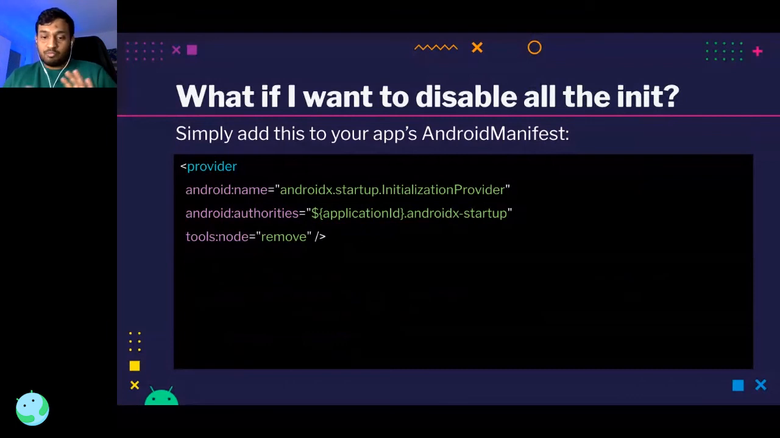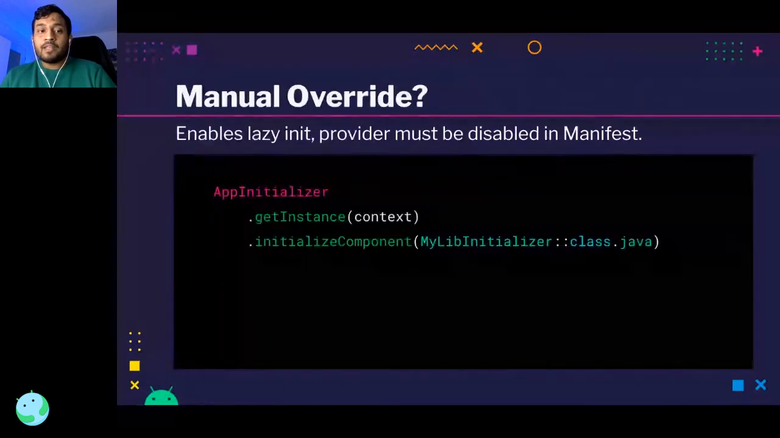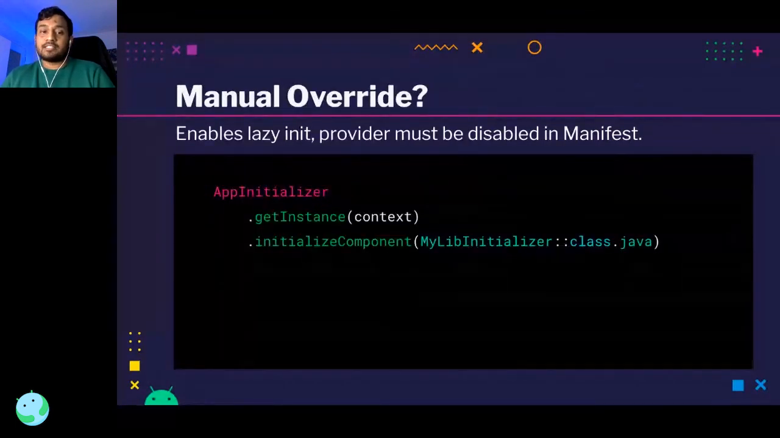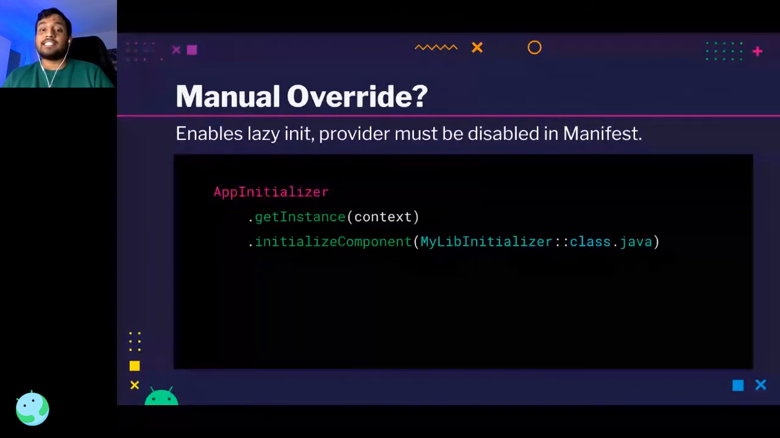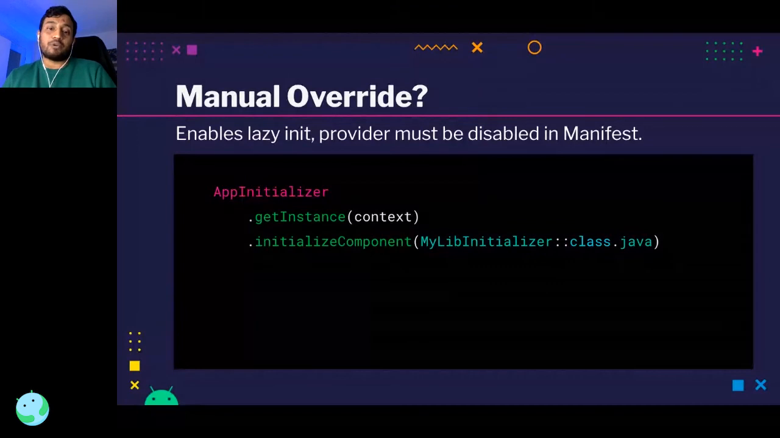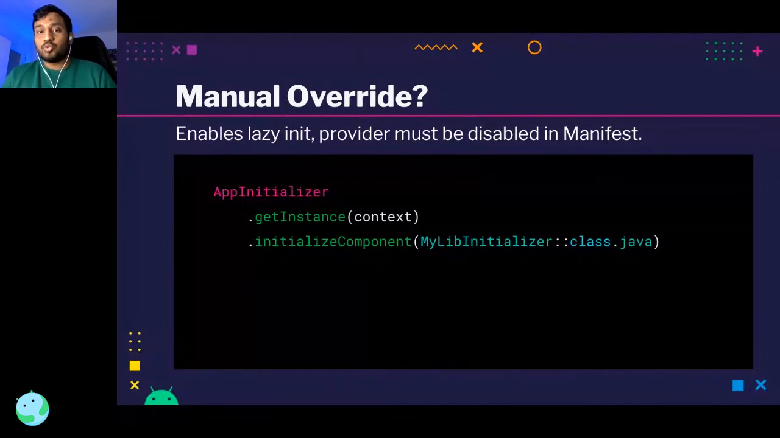So because we just disabled AndroidX by removing the node from the manifest, now you say app initializer get instance, pass in the context, and then initialize the component by using the initializer class. The one that is for my library, maybe it could have another one for my awesome library, but this also allows me to do it in a deferred manner, to do it later at a time. I don't need to do it inside the application class. I could totally do this within, say, when someone clicks a button and then initialize my library.